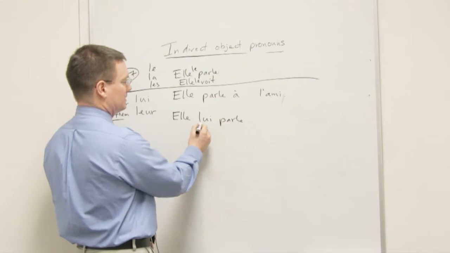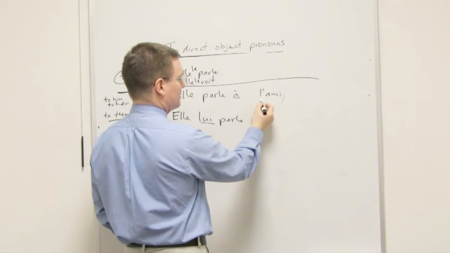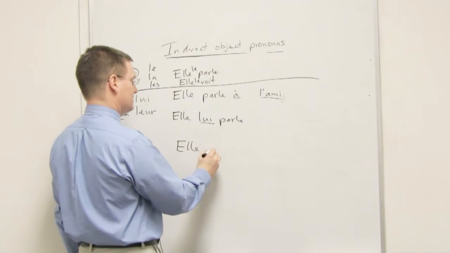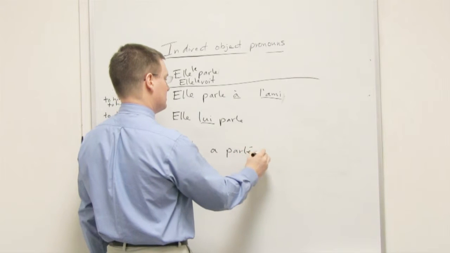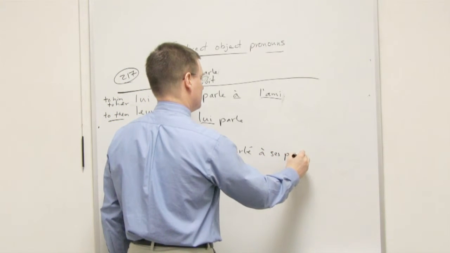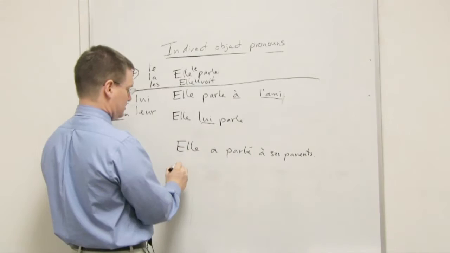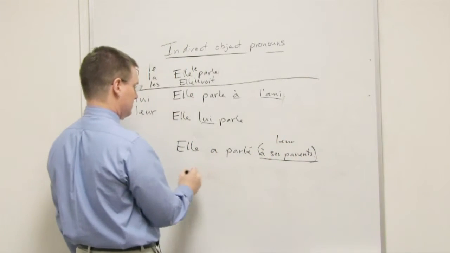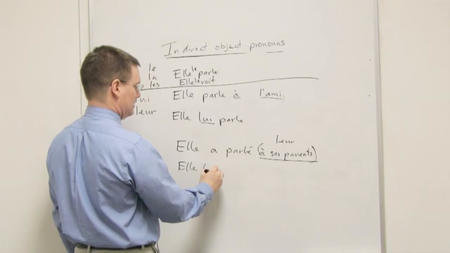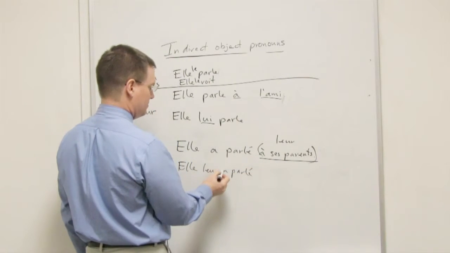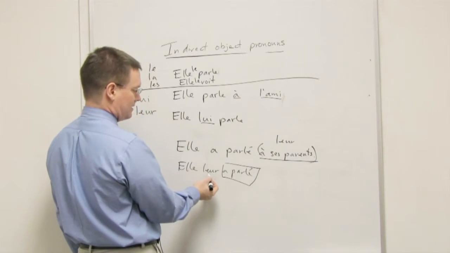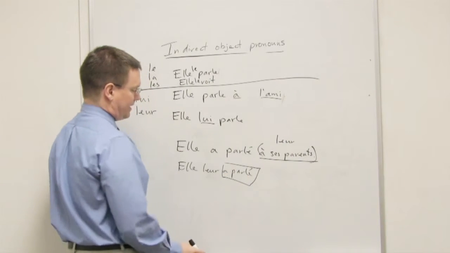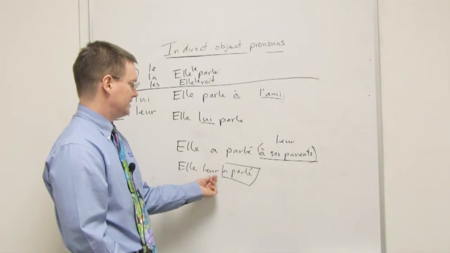So let's go back to indirect object pronouns. Again, an indirect object pronoun is a pronoun that represents à plus a person. So if I have something like elle a parlé à ses parents, she spoke to her parents. Notice that would be leur, because it's to them, it's plural. Elle leur a parlé. If you put this right here, she spoke to them. Notice this leur goes in front of the conjugated verb. And this is the conjugated verb. That's why leur is here and not right here.